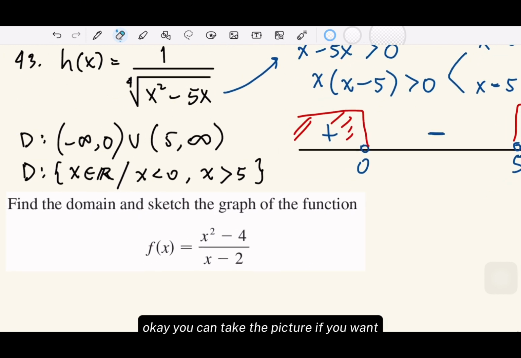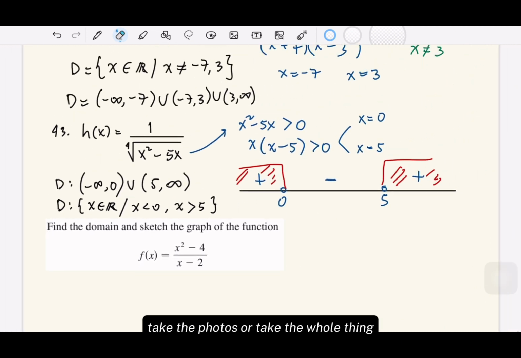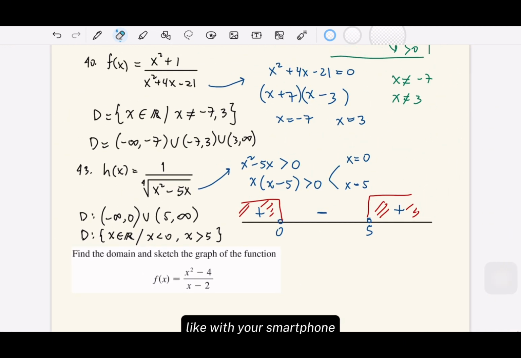Okay, you can take the picture if you want, take the photos. Or take the whole thing with your smartphone. Okay.